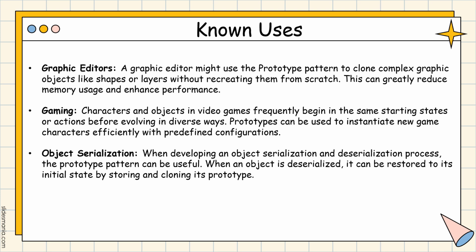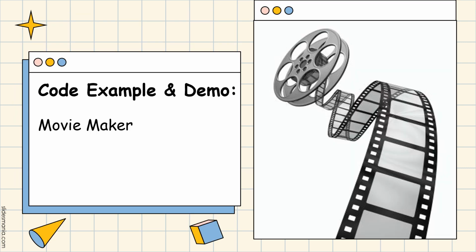And the next one is object serialization. When developing an object serialization and deserialization process, the prototype pattern can be useful. When an object is deserialized, it can be restored to its initial state by storing and cloning its prototype. For the code example and demo, I have developed a movie maker to demonstrate the prototype pattern.